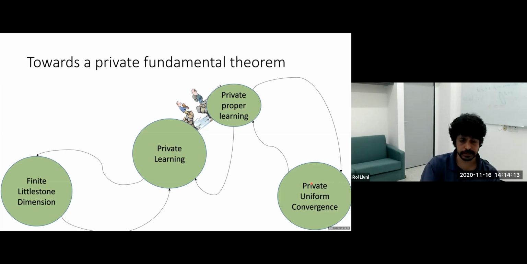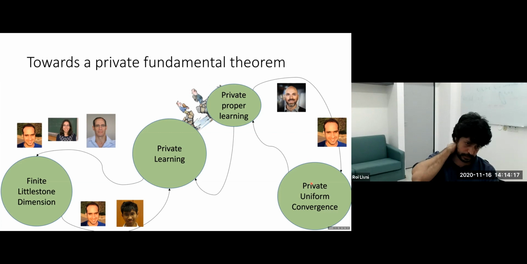Okay, so let me just introduce the people that were responsible for these results, my collaborators. The result that private learning implies finite Littlestone dimension is joint work with Noga Alon, Mario Bun, and Shay Moran. Also, the result where we showed that private proper learning implies private uniform convergence is again with Shay Moran and Olivier Bousquet. And finally, the last result, which is now presented in FOCS, is that finite Littlestone dimension implies private learning, which is joint work with Mark Bun and again Shay Moran.